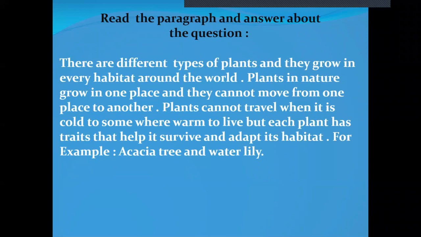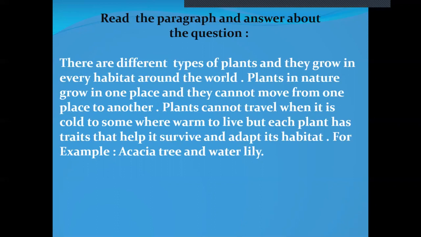There are different types of plants and they grow in every habitat around the world. Plants in nature grow in one place and they can't move from one place to another. Plants cannot travel when it is cold to somewhere warm to live, but each plant has traits that help it survive and adapt to its habitat.